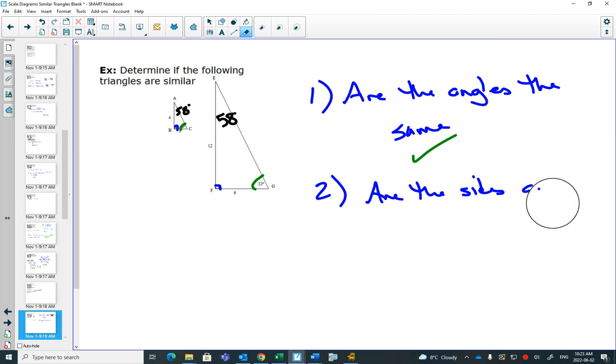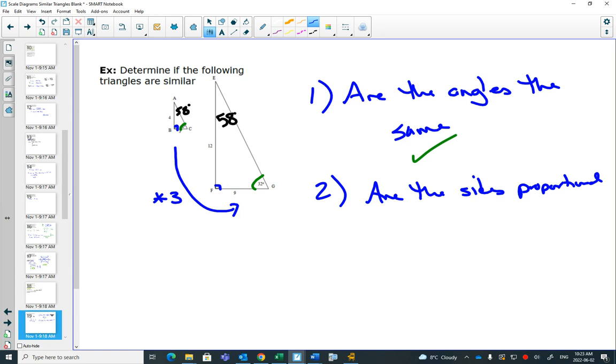Let's see, are the sides proportional? In other words, is there a scale factor where you can go from this one to this one with the corresponding sides? How can I go from 4 to 12 and 3 to 9? Times by 3. Perfect. So we know that these two triangles are similar. Beautiful.